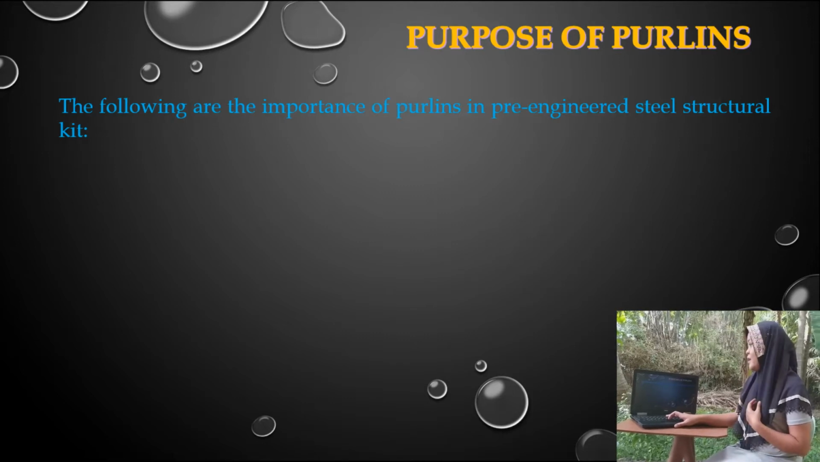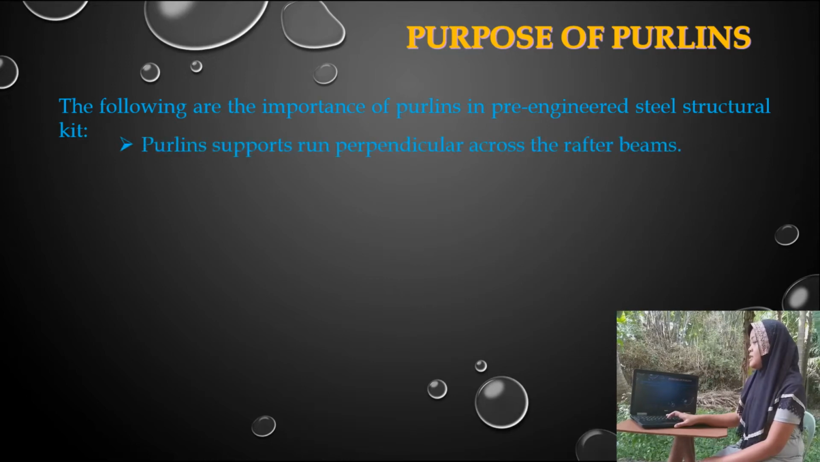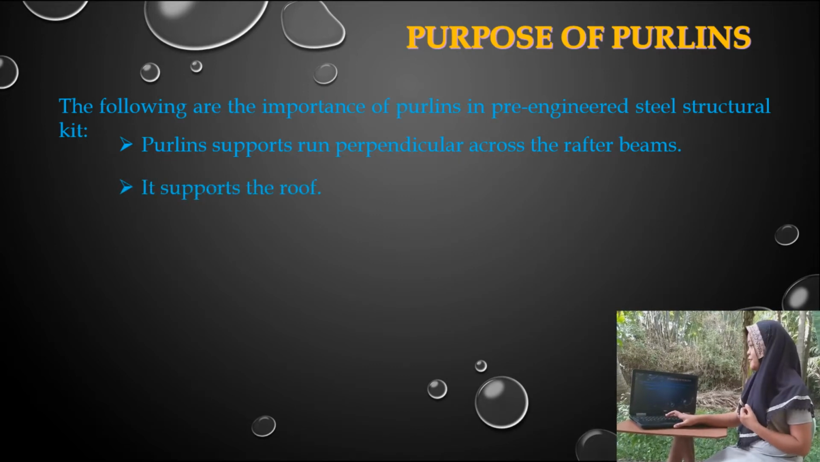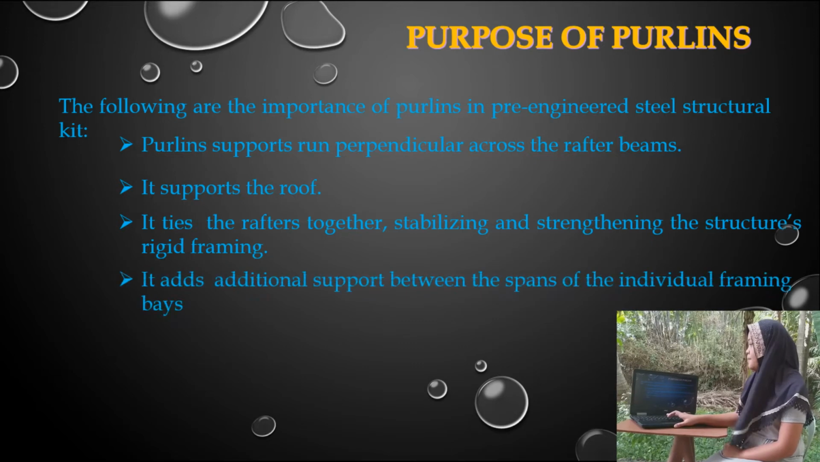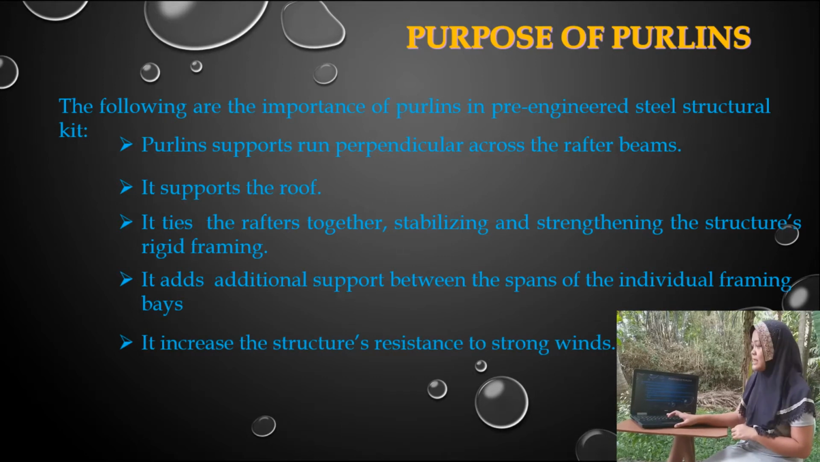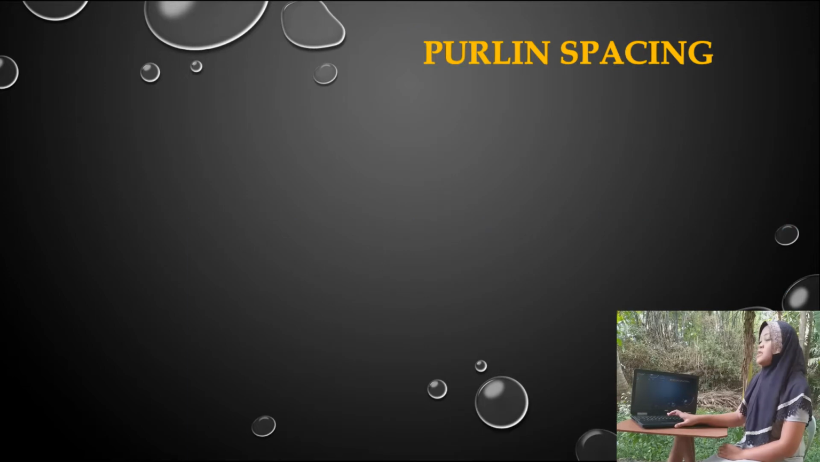So the following are the importance of purlins in pre-engineered steel structural kit. Unang-una, nandyan yung it supports run perpendicular across the rafter beams. Pangalawa, sinusuportahan niya syempre yung roof natin. And then pangatlo, it ties the rafters together, stabilizing and strengthening the structure rigid framing. And then pang-apat, dinadagdagan niya yung support sa pagitan ng ating span at saka individual framing base. And lastly, it increases the structure's resistance to strong winds. So that's why in-include natin yung wind pressure sa leeward at saka windward side.